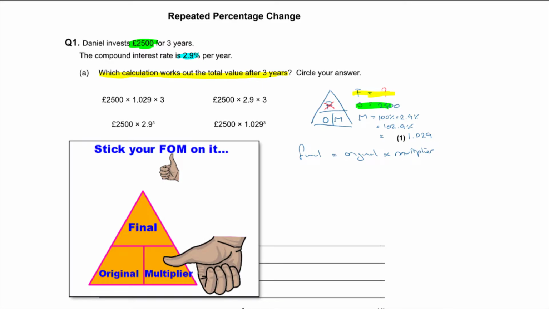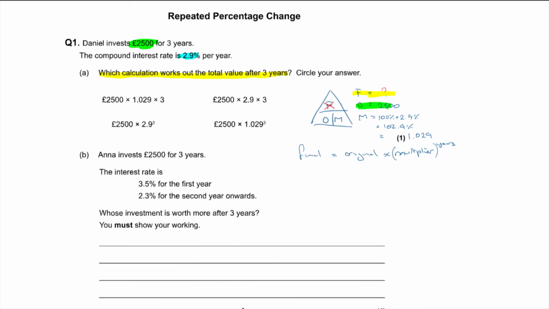Now, if you've got a repeated percentage change, we just then need to wrap that in a bracket and raise it to the number of years or the number of times that you're applying it if it's not years. Okay, so that's a kind of just the extended version of what I normally do for percentages. So it's pretty much the same, apart from you wrap multiplier up in a bracket and put years as an index.